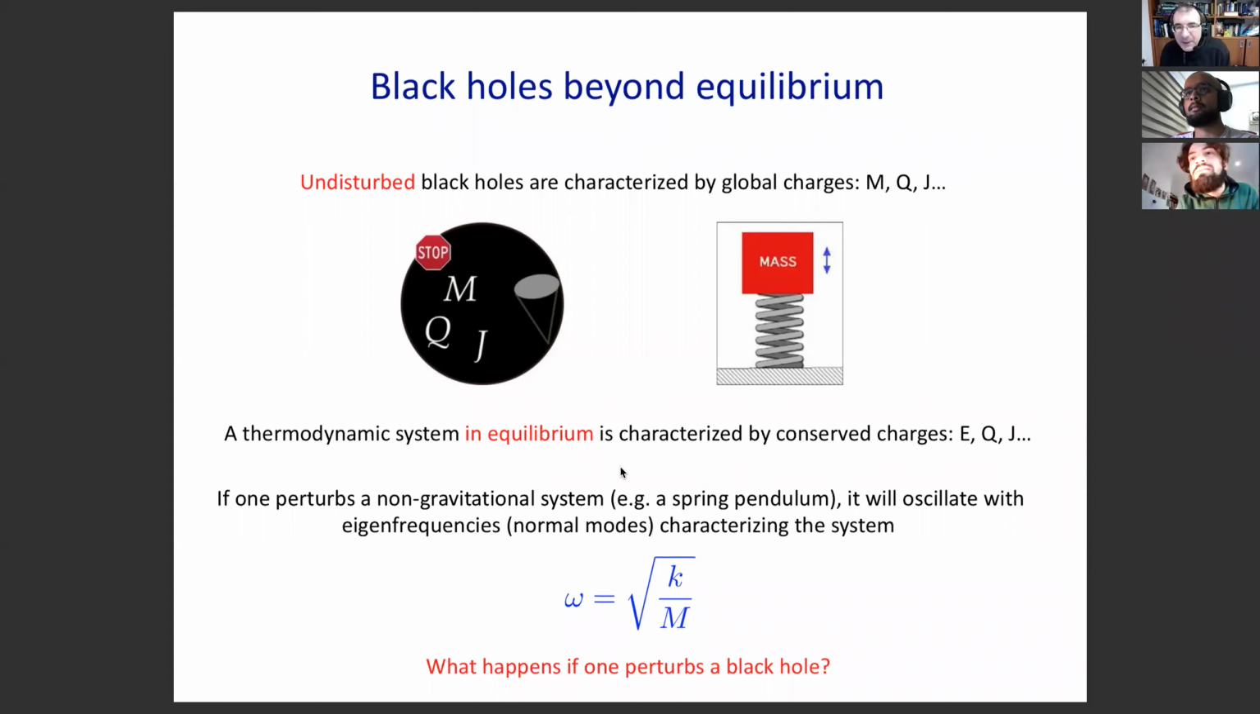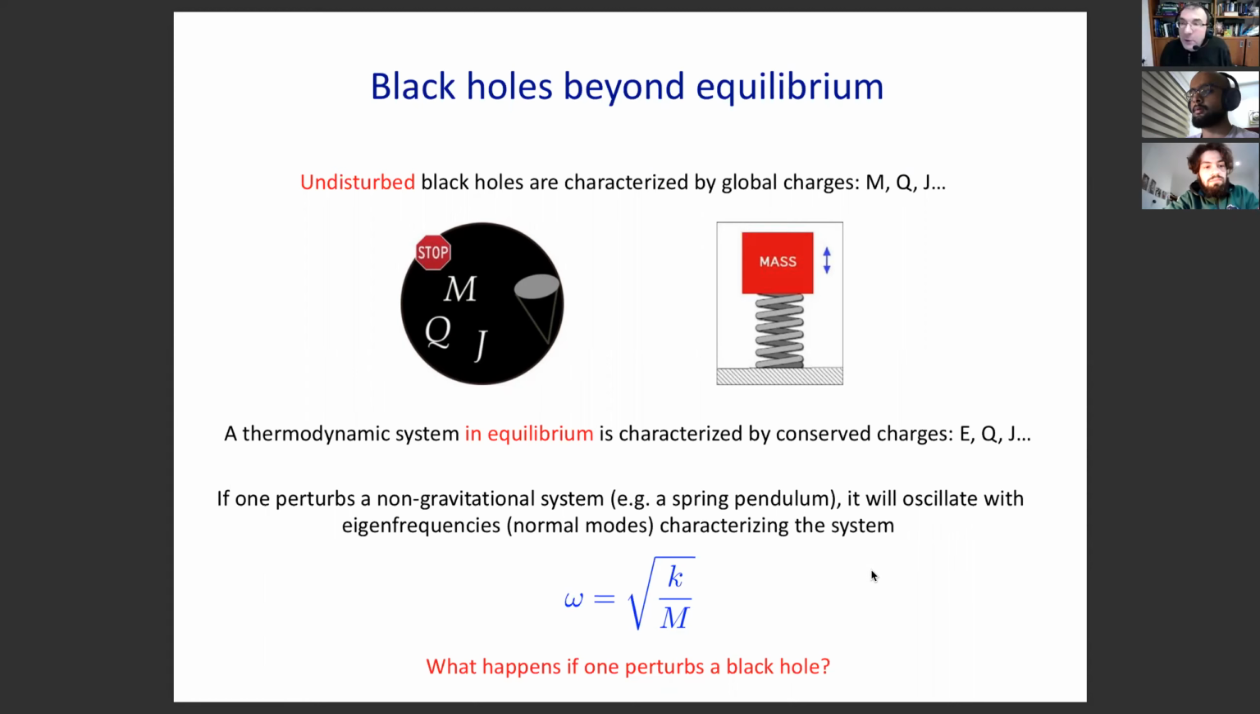So in equilibrium, a thermodynamic system is characterized by a collection of global charges: the total energy, total electric charge, total angular momentum, and so on. If you perturb a non-gravitational system, like a spring pendulum here, it will oscillate with eigenfrequencies, normal modes, which characterize the system. In this case, the eigenfrequency is very simple. These are normal modes, which are known to exist. For every single body, if you disturb it from equilibrium, it will oscillate, and the eigenmodes characterize the shape of the geometry, the type of the matter, and so on. So these are the eigenmodes, eigenfrequencies of this system.